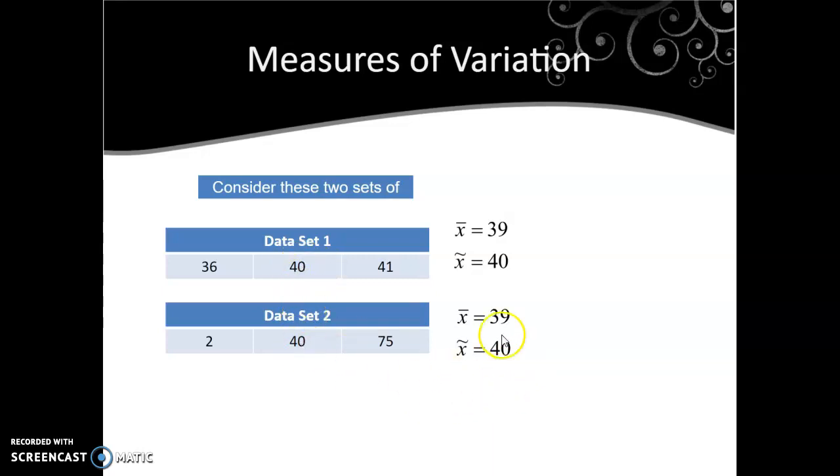It's also 40. So just finding the average, or the mean, I'm sorry, and finding the median doesn't really describe what's happening here with how much the ages are varying in each data set. So that's what we're going to look at in this video: descriptions of variation.